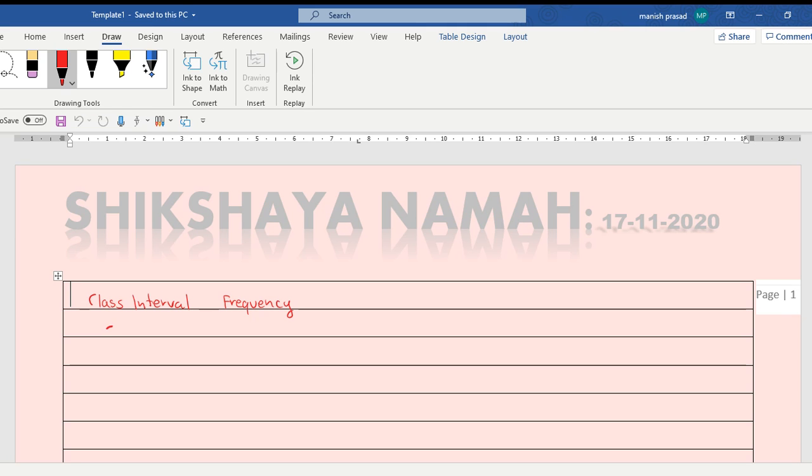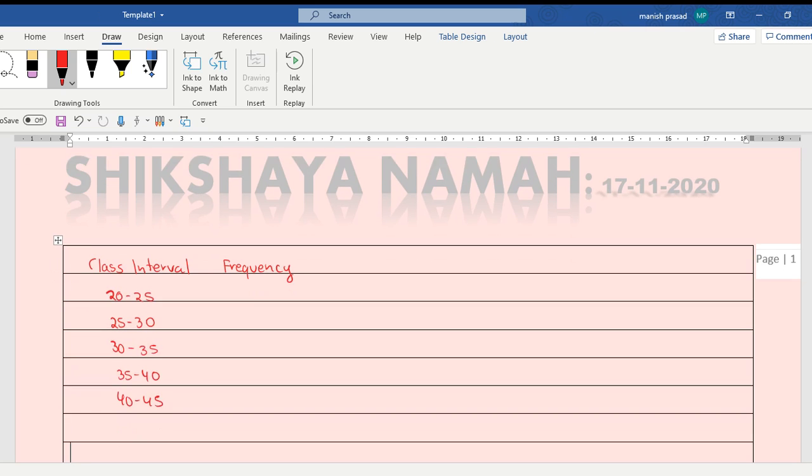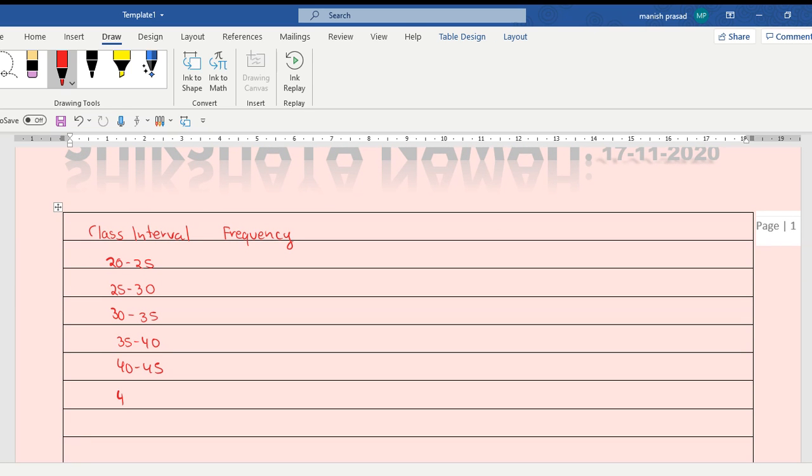So it is 20 to 25 and it goes all the way to 50. So 25 to 30, 30 to 35, 35 to 40, 40 to 45, and we need to use one more, 45 to 50. So these are the class intervals. And then the frequency, we do not need to find out in this type of question right now. It is 30, 24, 52, 28, 46, and 10.